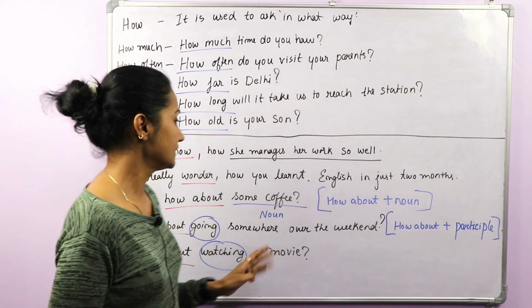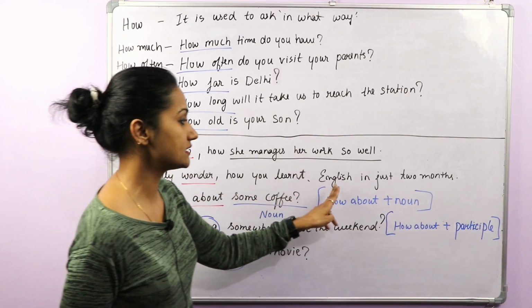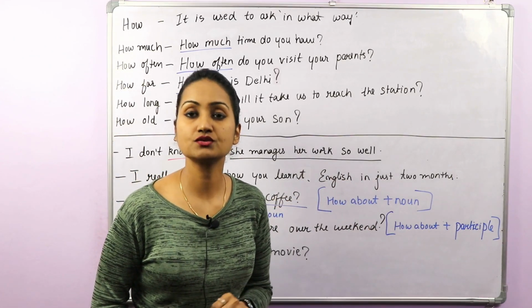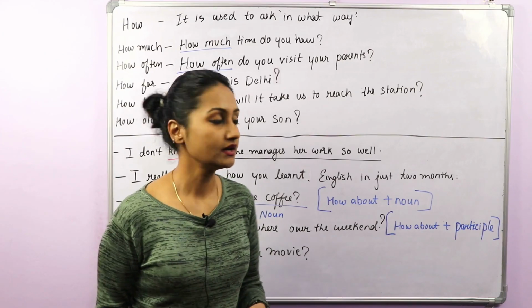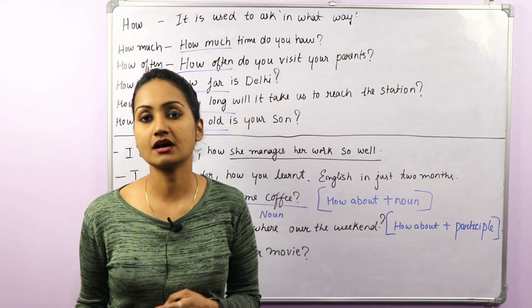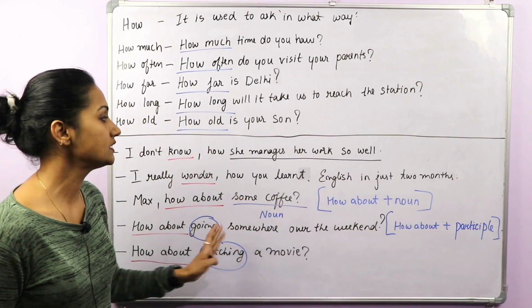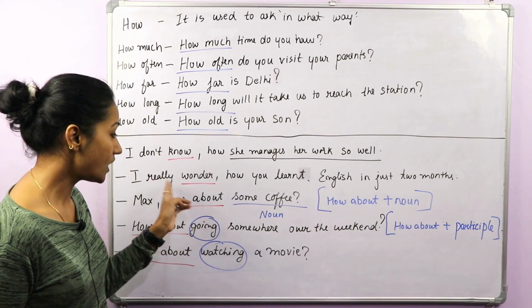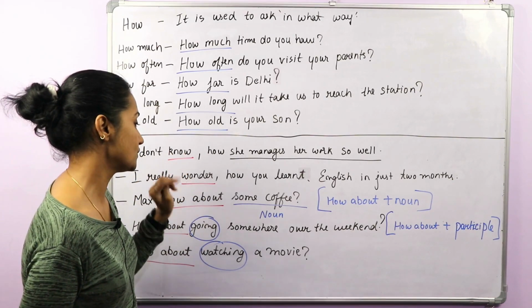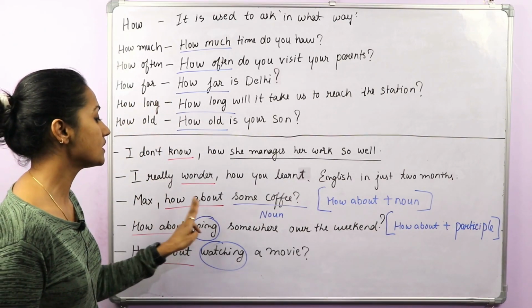it's a statement. Okay, all right. Now I really wonder how you learned English in just 2 months. I took so long to learn this language. Okay, I really wonder how you learned English in just 2 months. Again, you are surprised. So when you have this situation, you can use how with the verbs like know or wonder.